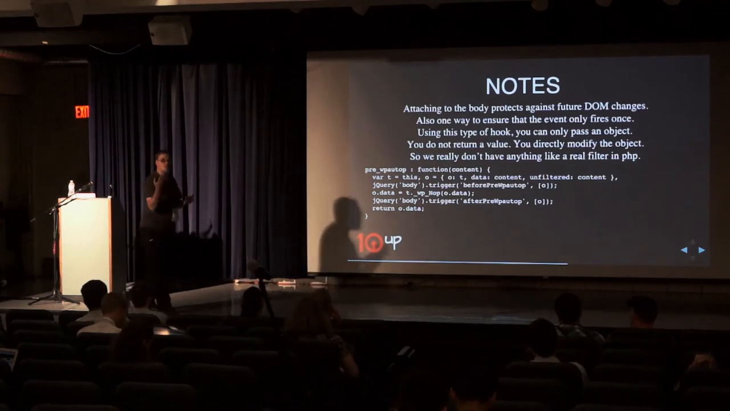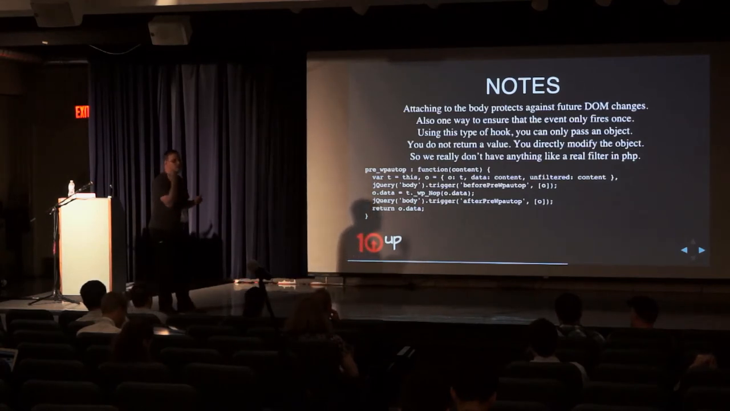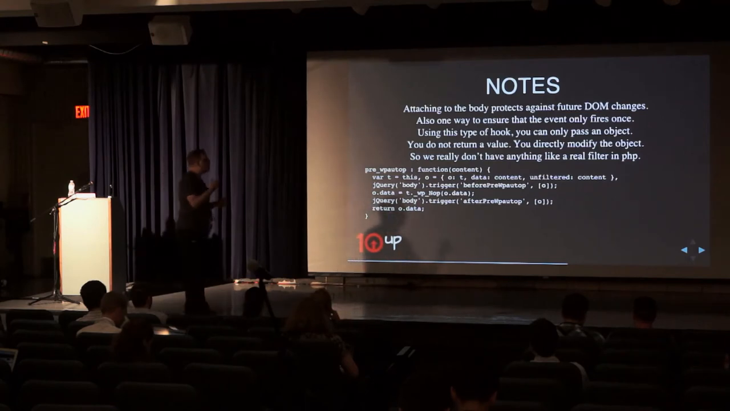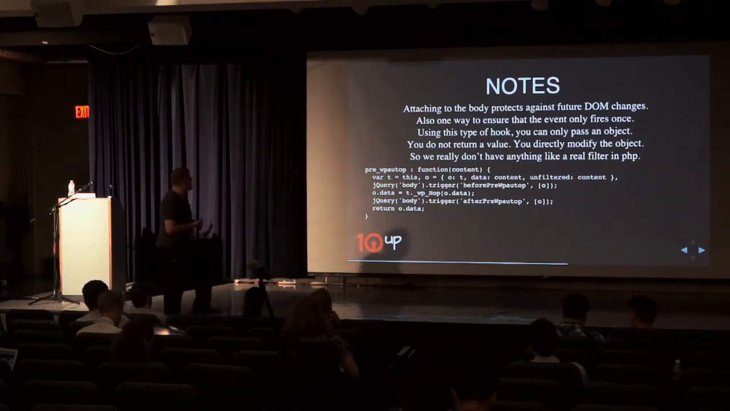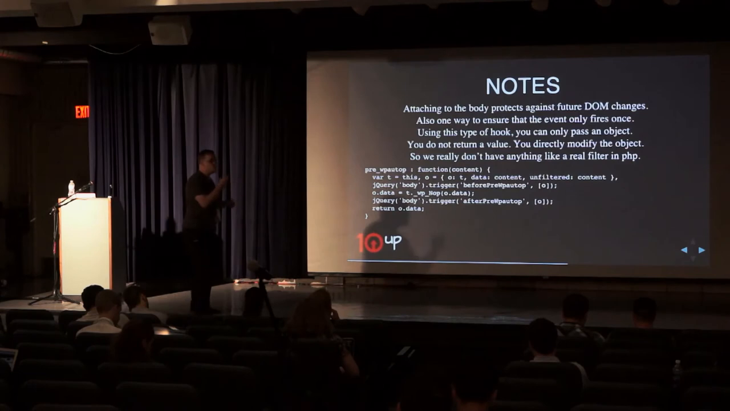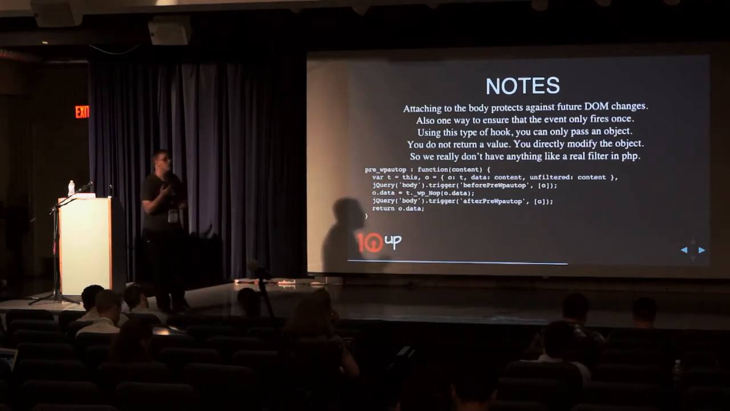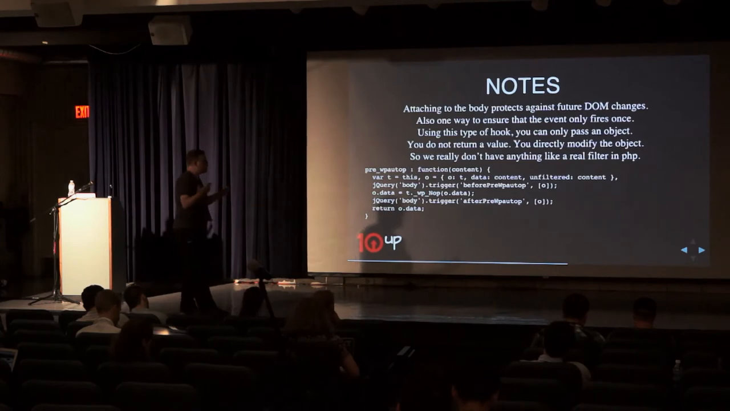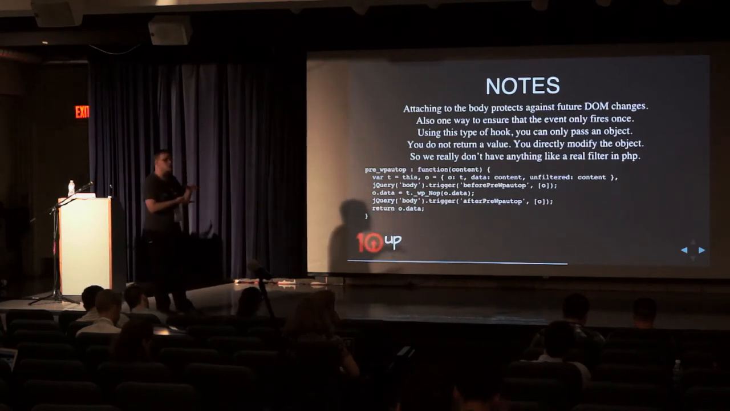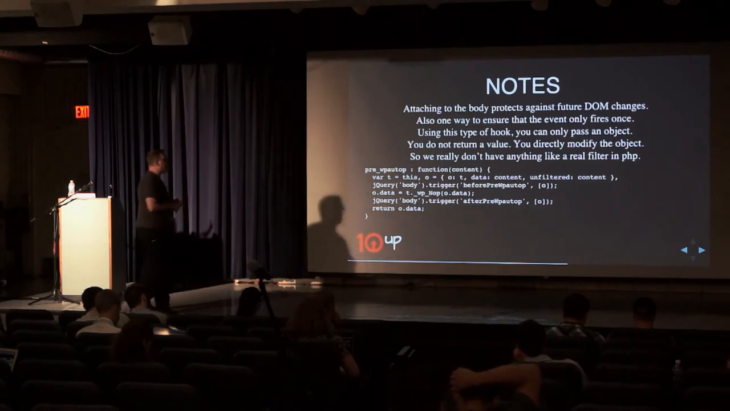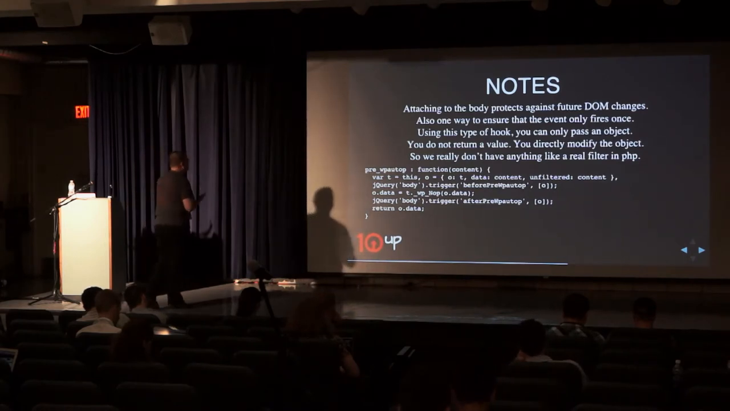We're also, with using this type of hook, you can only pass an object. You can't pass an individual value, a string or a number or whatever. So if you want to pass those, obviously you just put it in the object and pass the object. But the other thing is you don't return a value. That means these are not really filters. You can't return a value back. It almost works like one though, because we are changing the value of that object. We're actually directly manipulating that object. And so when we get done with whatever our action is that we've hooked into, we end up with a modified object. So it acts as a filter, but it's not really.